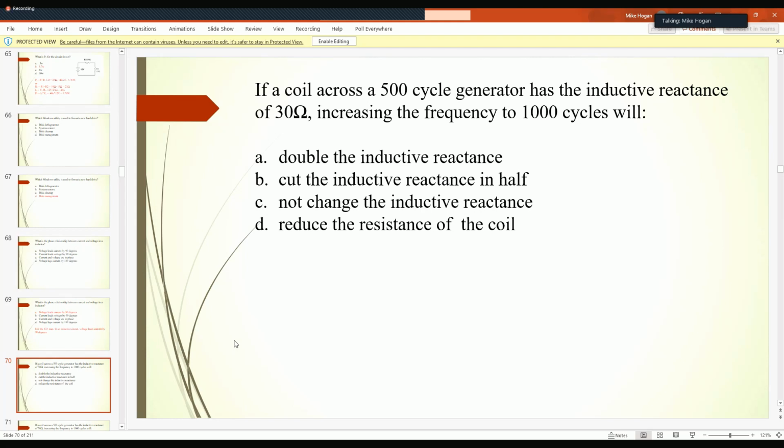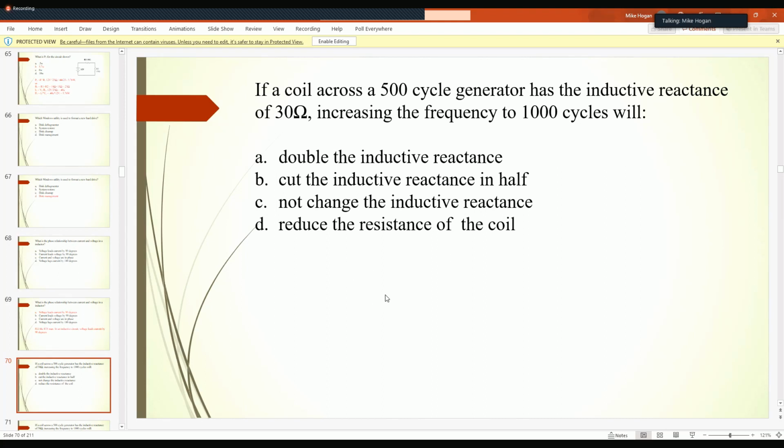A coil across a 500 cycle generator has an inductive reactance of 300 ohms. Increasing the frequency to 1,000 cycles will... All right. So the question here really is, we're talking about an inductor, right? We're talking about a coil, this inductive reactance. And we have to go back and remember what the formula was for inductive reactance. Anybody remember the formula for inductive reactance?